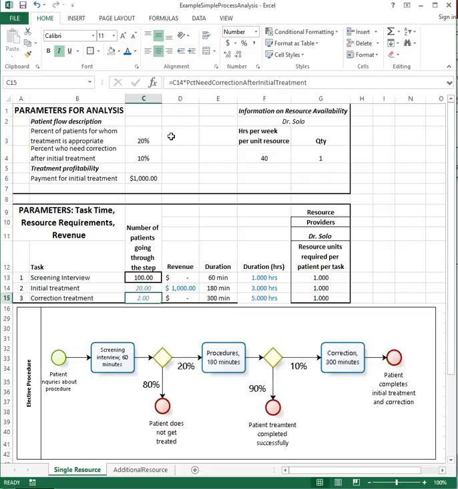Again, I have some input parameters. I'm describing a resource by the hours that the resource is available and the quantity of resources that are available, but most importantly, by the units of resource that are needed for each step. Each step has a duration. It has revenue, and if I start out with, say, 100 patients arriving for the initial step, I calculate here how many will go through the next steps. So now this is my input data, and with that I can start the analysis.